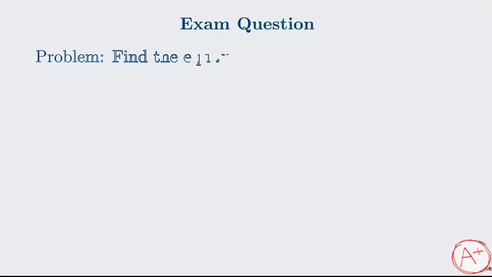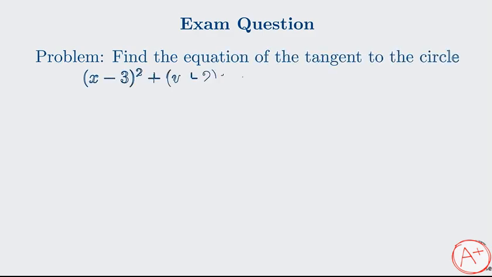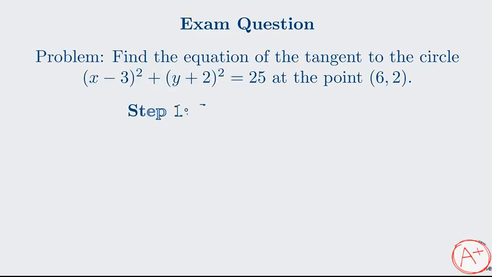Let's solve a typical Cambridge 9709 style question. Problem: find the equation of the tangent to the circle (x - 3)² + (y + 2)² = 25 at the point (6, 2). Step 1. Identify the center. The equation is in standard form, so the center C is (3, -2).